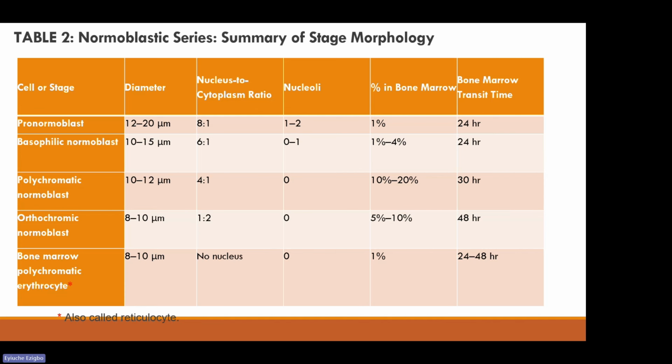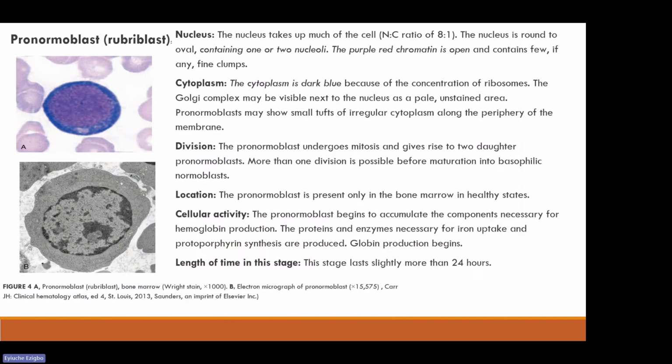Percentage of these immature cells in the bone marrow: the pronormoblasts 1 to 4%, for the basophilic normoblast 10 to 20%, for the polychromatic normoblast 5 to 10%, for the orthochromatic normoblast, and 1% of mature erythrocytes, because the erythrocyte, of course, has to leave to the peripheral blood system. So bone marrow transit time, what time does it take the cells to move from the bone marrow to the peripheral blood system? That is what is represented in that section of the table.